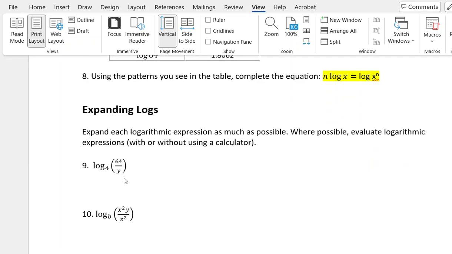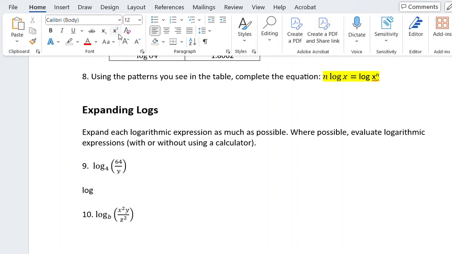So looking at number 9 here, we have log base 4 of 64 divided by y. Since this is division, it would break up into two separate logs that are separated by subtraction. Now notice that my log here is log base 4. That means that when I break it up into separate logs, those logs will all also have base 4. So we have log base 4 of 64 minus log base 4 of y.